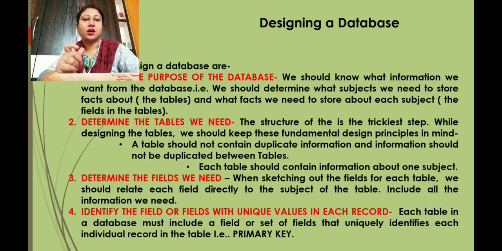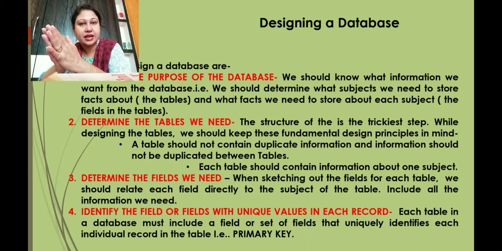Alright, the next one is to determine the tables which we need. This is the trickiest step. While designing a table, we should keep these fundamental design principles in mind. First of all, a table should not contain duplicate information, or the information should not be duplicated between tables. Then each table should contain information about one subject. Say for example, we are creating a database known as students, and we have created two tables there, for example academic details and personal information details. In both the tables we should know what type of data we are going to store in it. So each table should contain information about one subject.